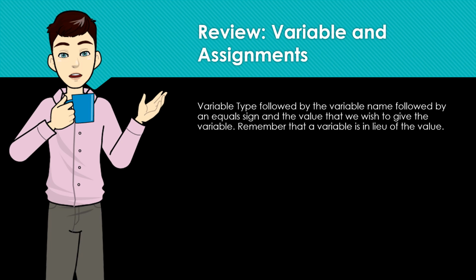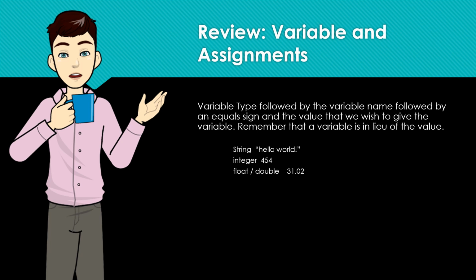So the first thing I want to do is revisit a bit about variables and their assignments. In the last video, we talked about what the variable types are, what a variable is, and what it is used for. So the variable type can be a string, which are characters put together, an integer, which is a whole number, or a float or a double, which is a decimal, to name a few.